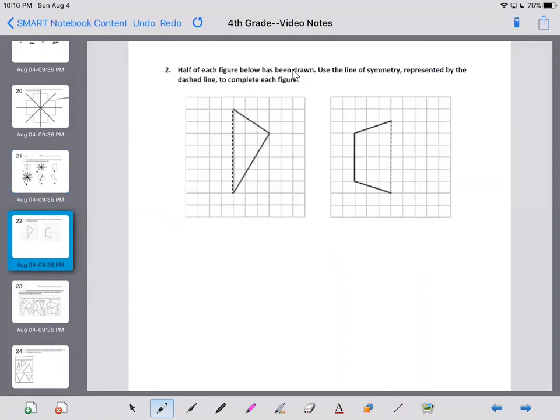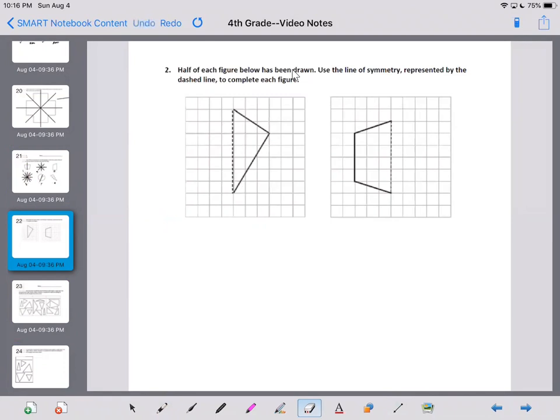Here we know that we've got half of the shape. So the line of symmetry is given. Now what does the other half look like? So that's what you're kind of thinking through when you're looking at these problems.